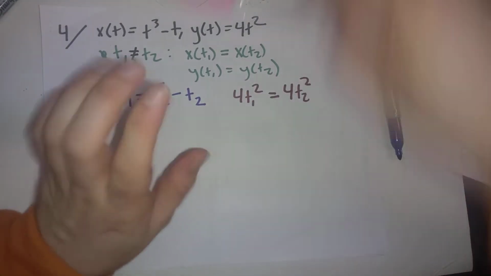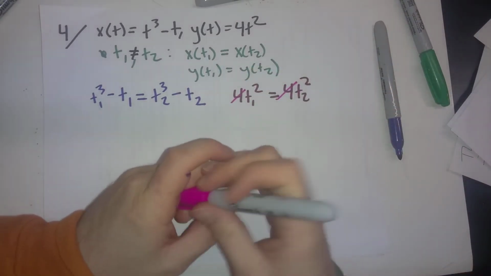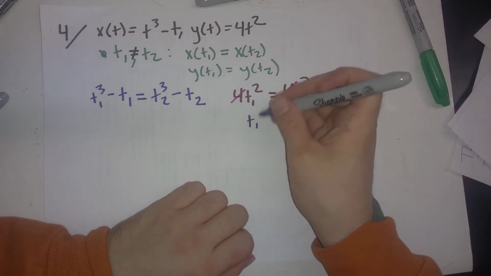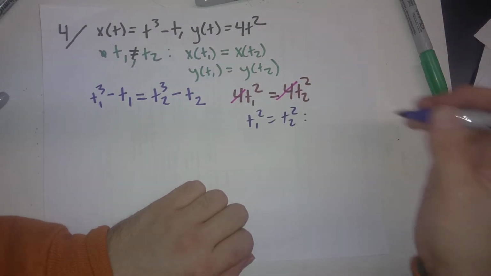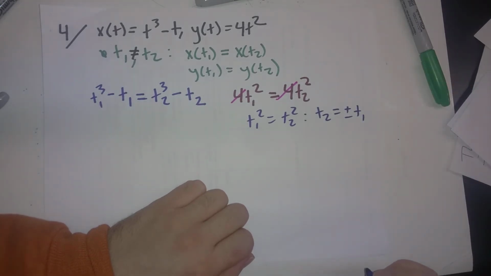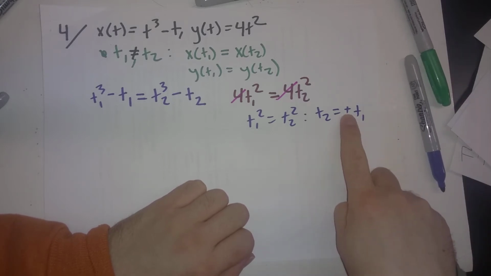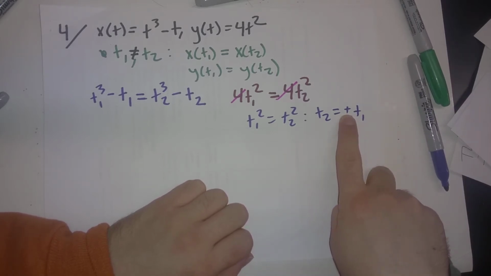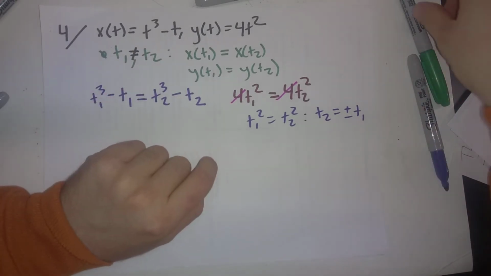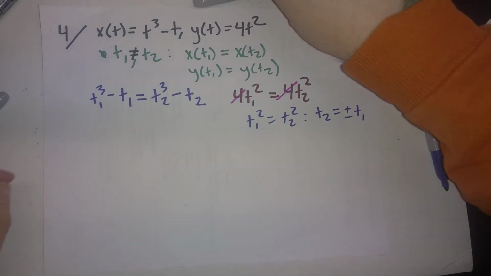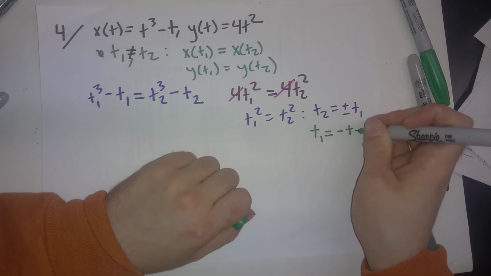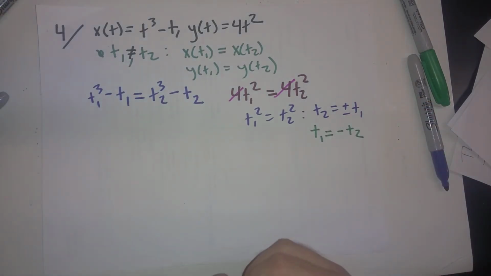Well, we can cancel out the 4's. t1 squared is equal to t2 squared. And so if t1 squared is equal to t2 squared, this tells us that t2 is equal to plus or minus t1. But if t2 is equal to plus t1, that's violating the condition that t1 and t2 have to be different. So this tells us for sure that t1 and t2 are negatives of each other.